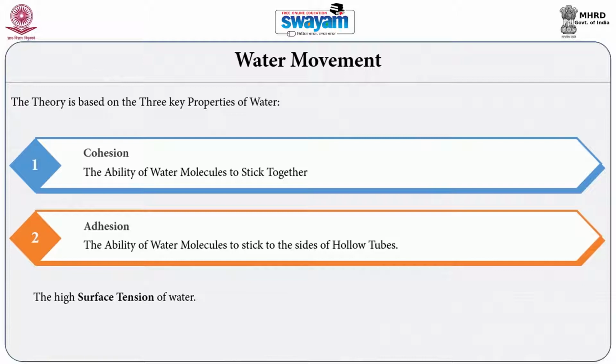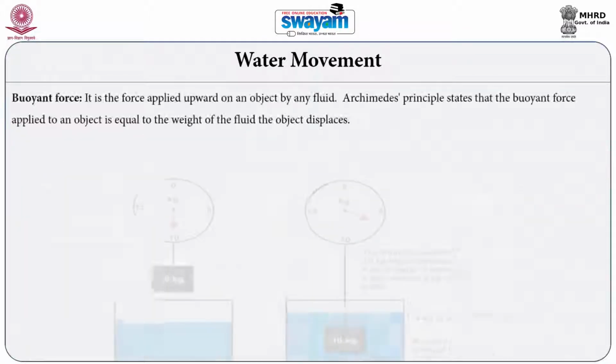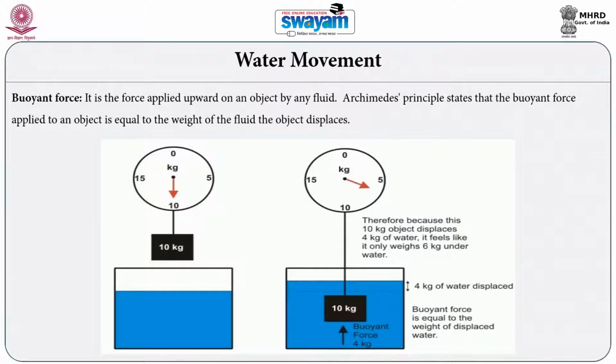See, on the right side I have shown you the hydrogen bonds allow adhesion between water molecules, and evaporation of the cell. Hydrogen bonds allow cohesion between water molecules in the xylem, and then water is moved. Then comes the force called buoyant force.